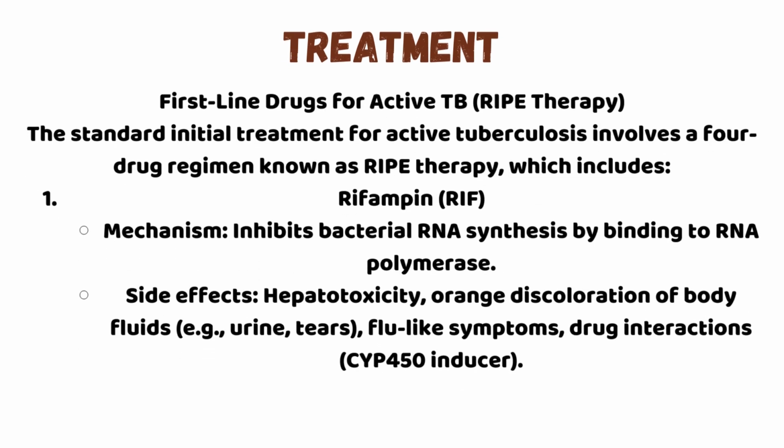The standard initial treatment for active tuberculosis, TB, is a 4-drug regimen known as RIPE therapy, which includes rifampin as one of its key components. Rifampin works by inhibiting bacterial RNA synthesis through its binding to RNA polymerase, effectively halting the growth of Mycobacterium tuberculosis. While it is an effective treatment, it can cause side effects such as hepatotoxicity, leading to liver damage, and may result in orange discoloration of body fluids like urine and tears.